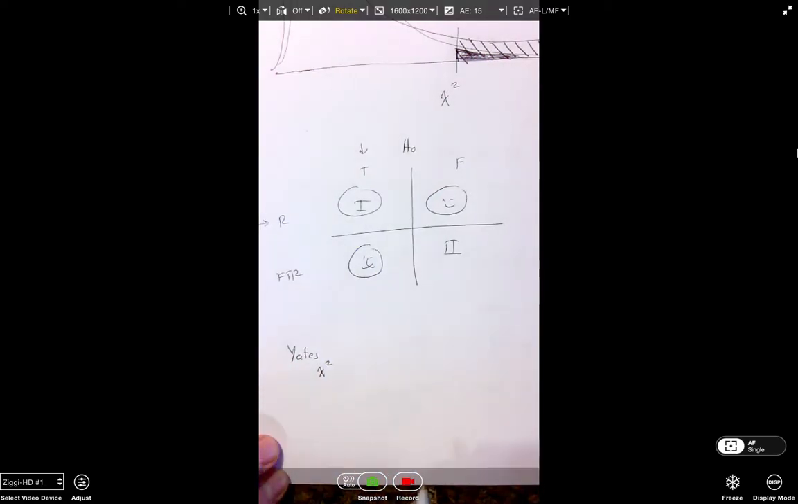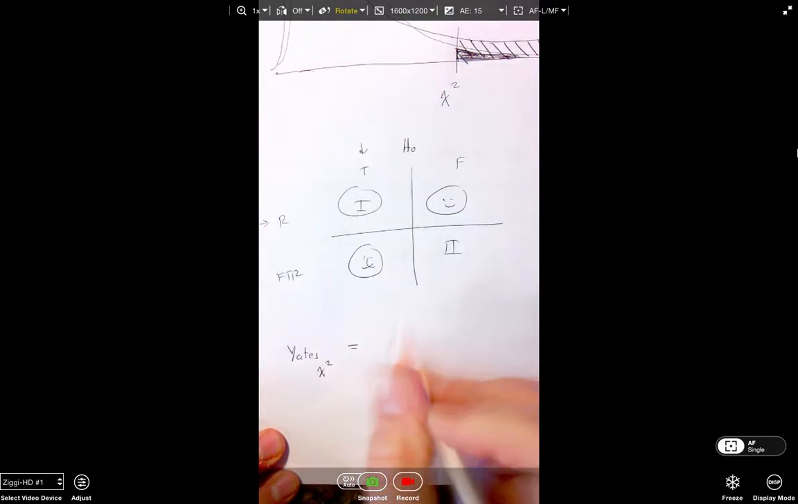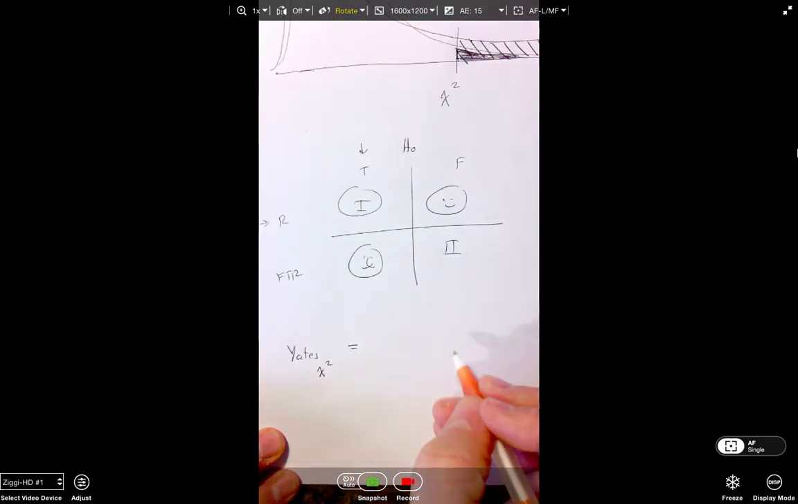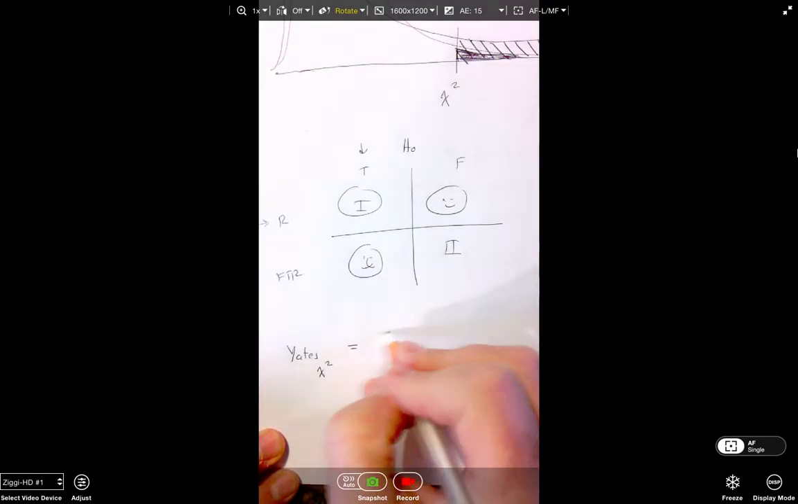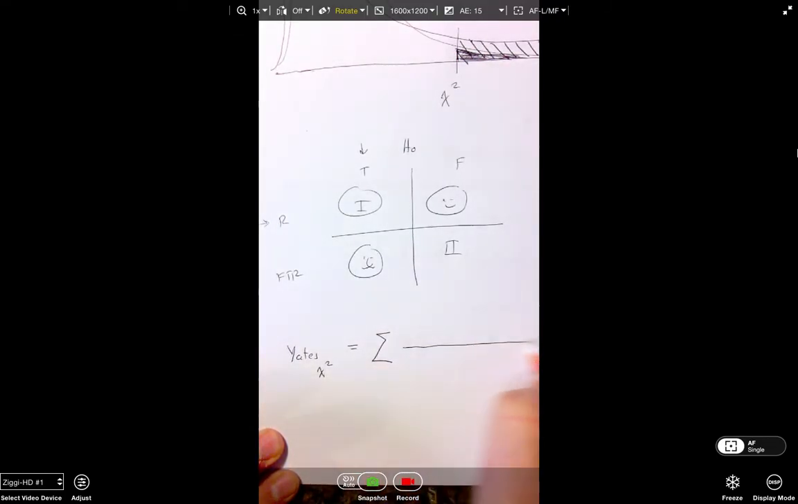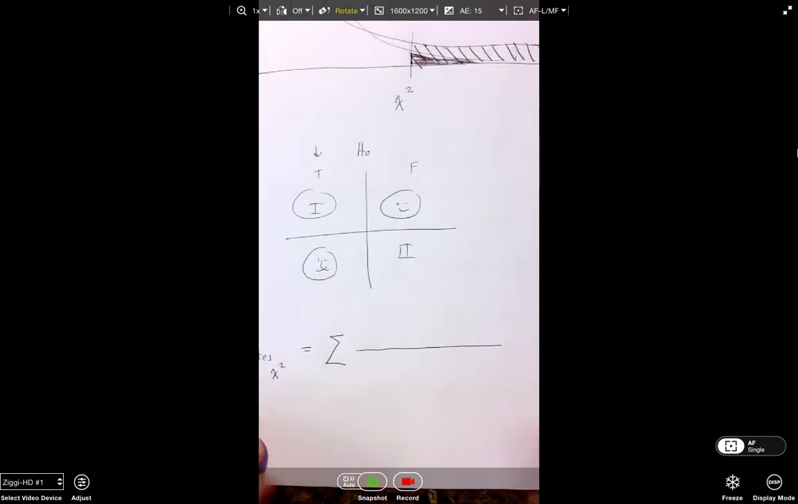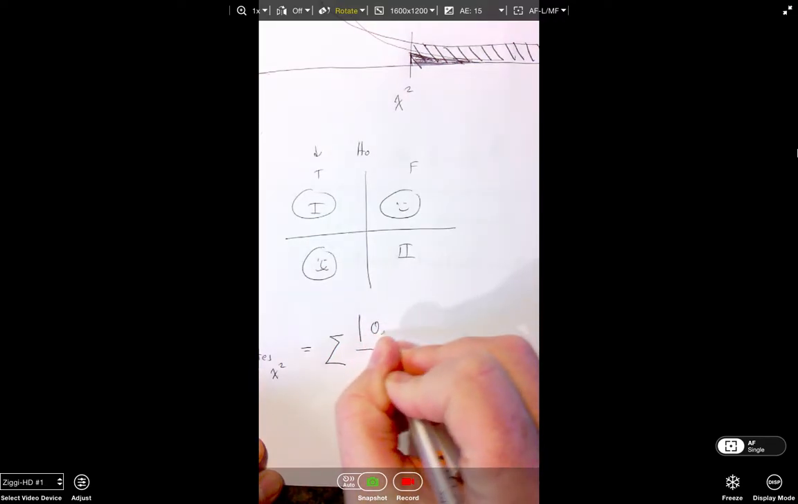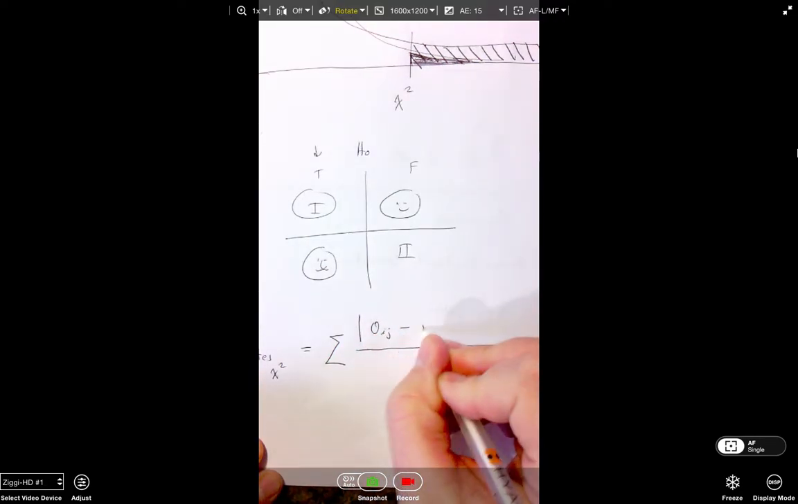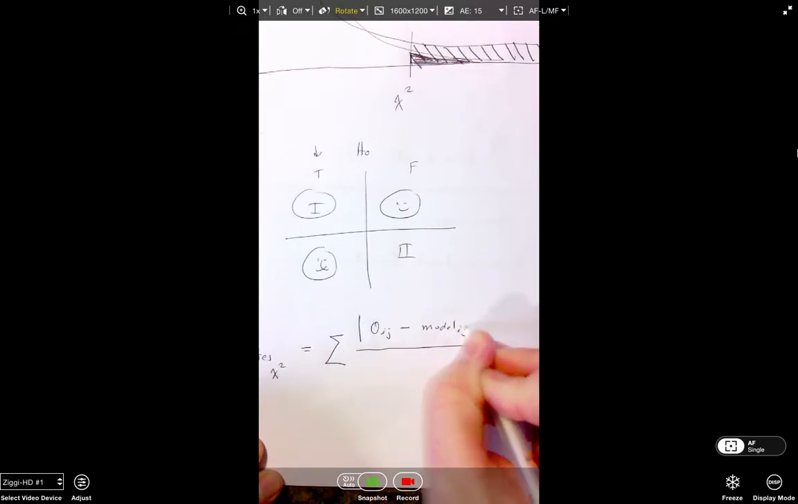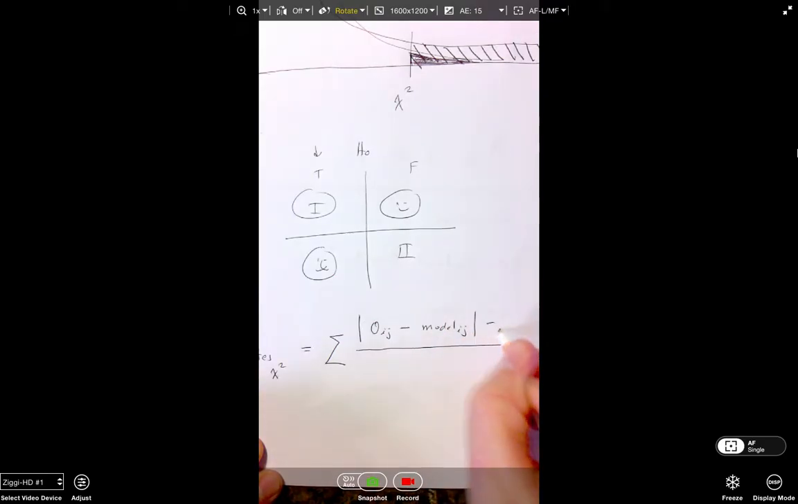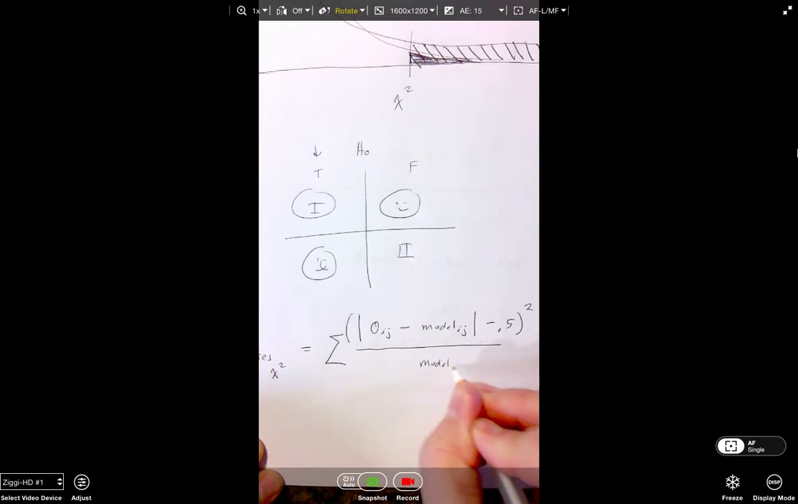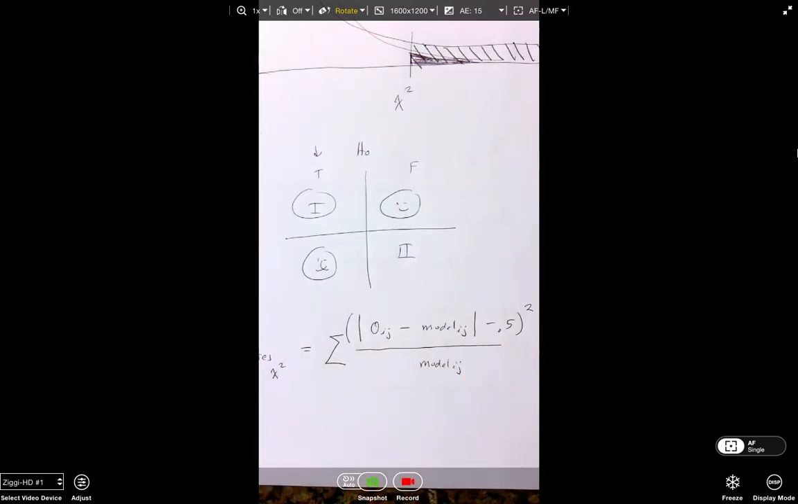So I'm going to have just Yates chi-square. And what the Yates does is it actually looks at the absolute value. So it's going to take the sum of the absolute value of the observed minus the expected, minus 0.5, quantity squared, and then it's over the model term, I sub j.